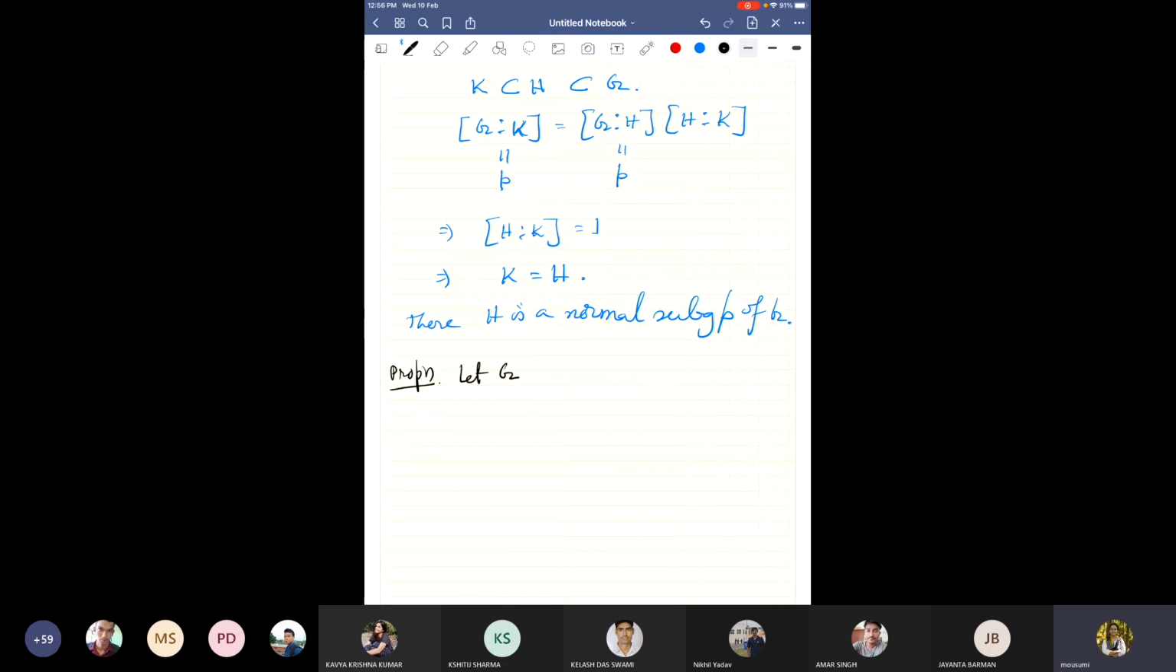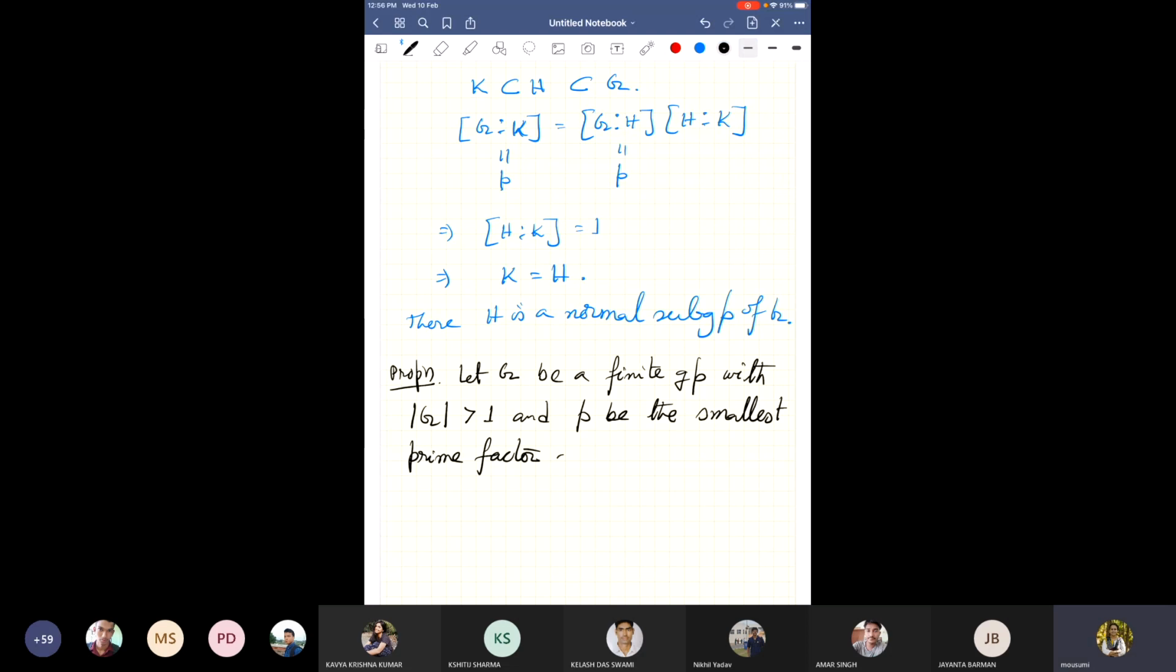So let G be a finite group with order of G strictly greater than 1, and P be the smallest prime factor of order of G. Then any subgroup of G with index P is normal.